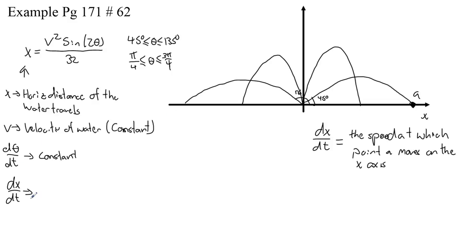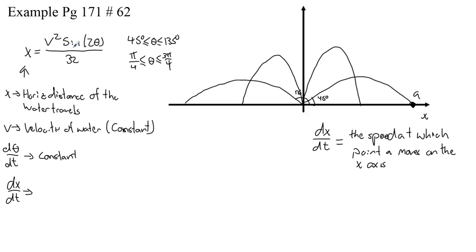But I do want to find this thing and then use it to discuss where it is going to have the most water, where it is going to have the least water, and it certainly is not going to water evenly. So first thing I can do, since I want dx over dt, I'm just going to differentiate this thing. Now I have to remember v is a constant, d theta over dt is a constant, and so the only things changing in this one are theta and x.